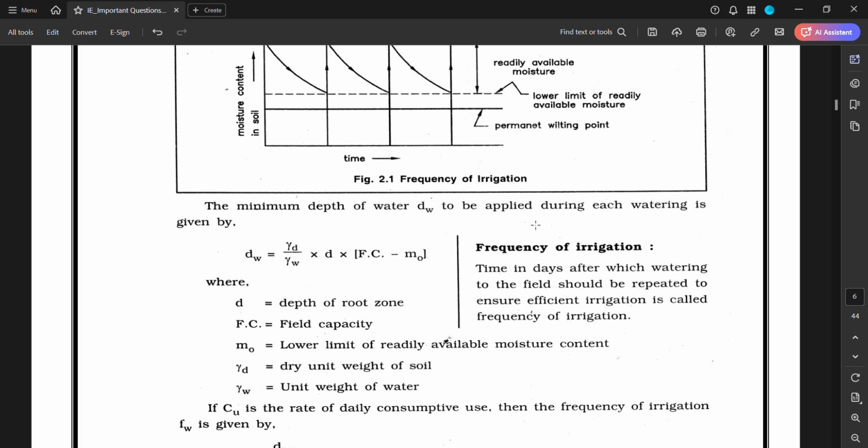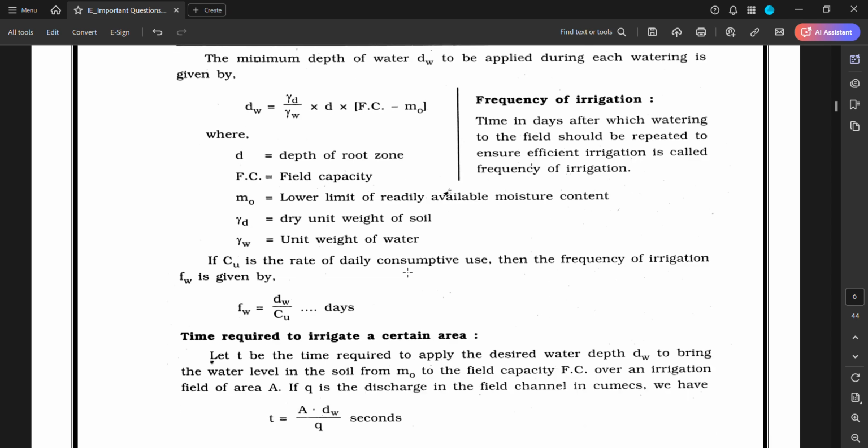Frequency of irrigation means the time in days after which watering to the field should be repeated to ensure efficient irrigation. So you have a question, what is the frequency of irrigation? This is the definition: the time in days after which watering can be done again after irrigation. If Cu is the rate of daily consumptive use, then the frequency of irrigation fw is given by fw = dW/Cu, which is in days.